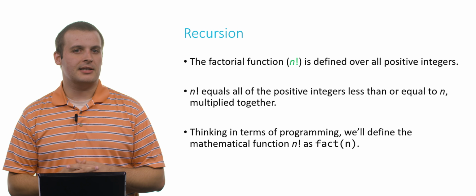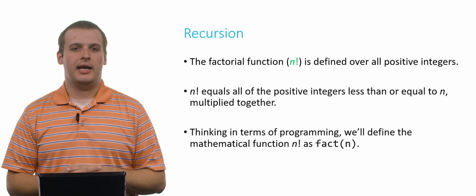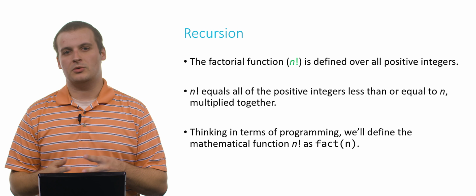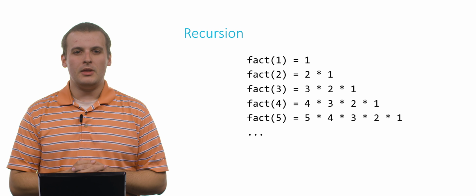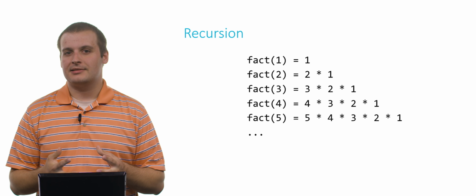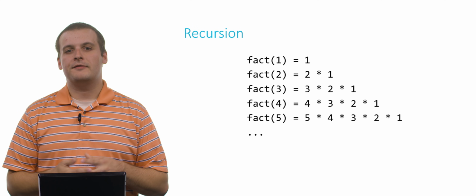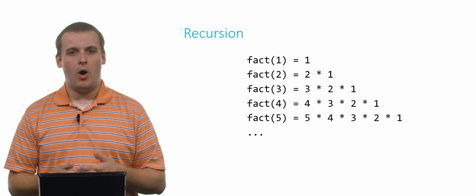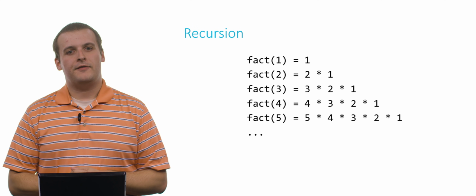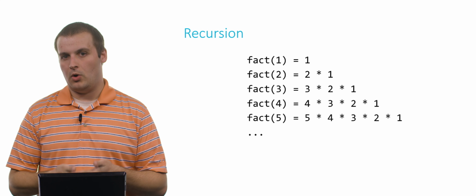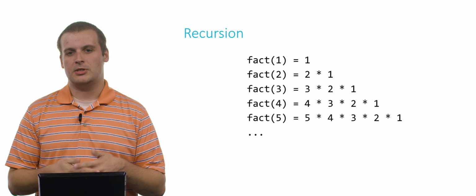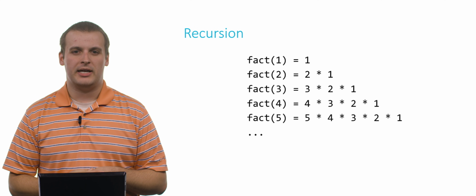And I think you might find that it's a lot more visually appealing than the iterative version of this, which we'll also take a look at in a moment. So here are a couple of facts, pun intended, about the factorial function. The factorial of 1, as I said, is 1. The factorial of 2 is 2 times 1. The factorial of 3 is 3 times 2 times 1, and so on. We talked about 4 and 5 already.